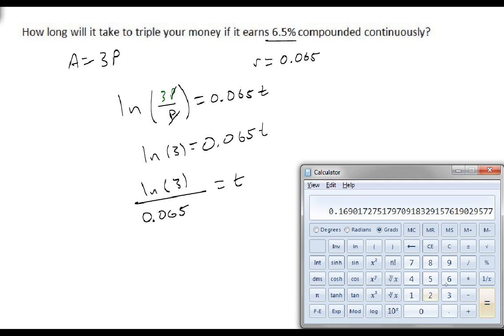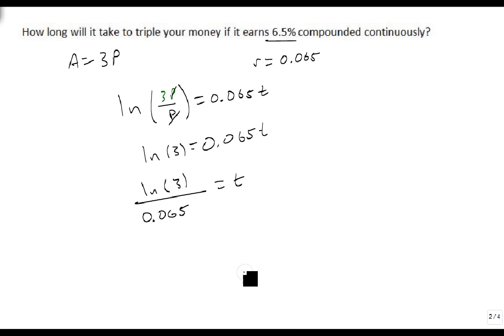So we get out our calculator and we clear it out. And we take the natural log of 3 and then divide that by 0.065, and we get 16.9 years. So in approximately 16.9 years, we will have tripled our money.